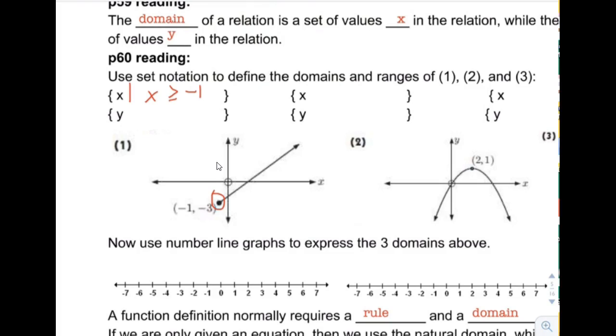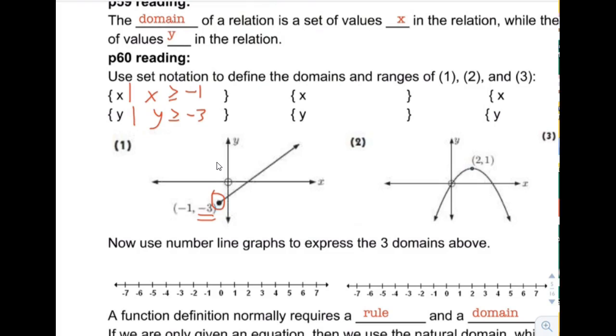What about y? Y is going to range from negative. Did you get my joke there? Y ranges from -3 to infinity, so it's y greater than or equal to -3, such that.